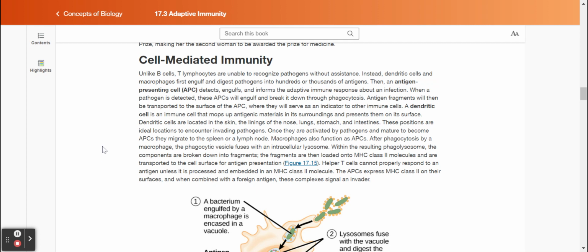After phagocytosis by a macrophage, the phagocytic vesicle fuses with an intracellular lysosome. Within the resulting phagolysosome, the components are broken down into fragments. The fragments are then loaded onto MHC class II molecules and are transported to the cell surface for antigen presentation. Helper T cells cannot properly respond to an antigen unless it is processed and embedded in an MHC class II molecule. The APCs express MHC class II on their surfaces, and then combined with a foreign antigen, these complexes signal an invader.